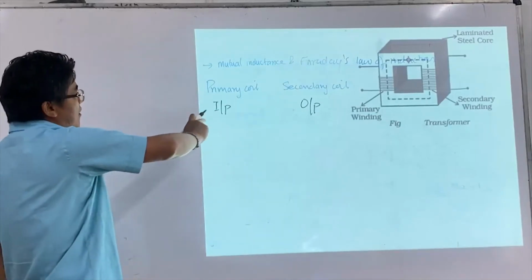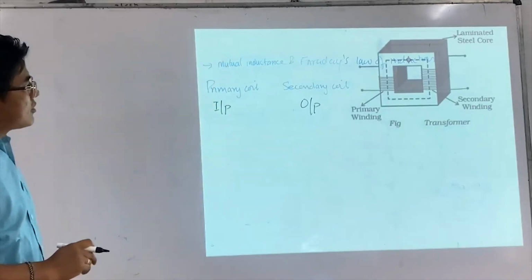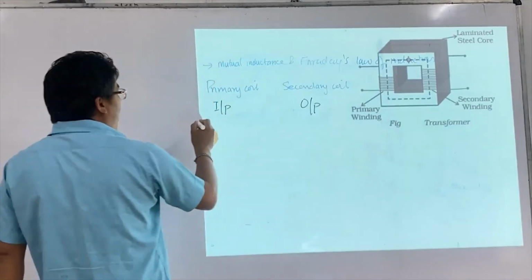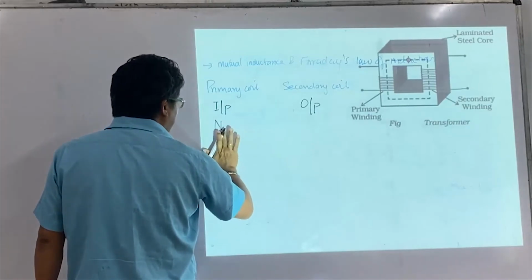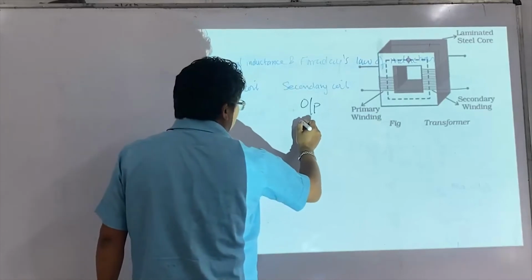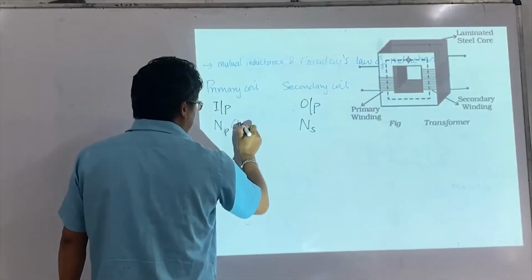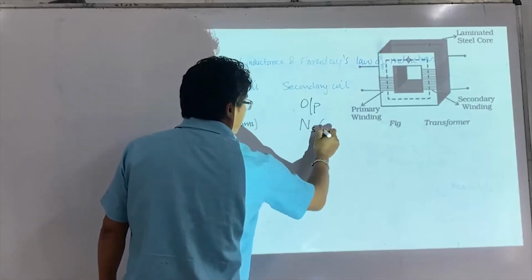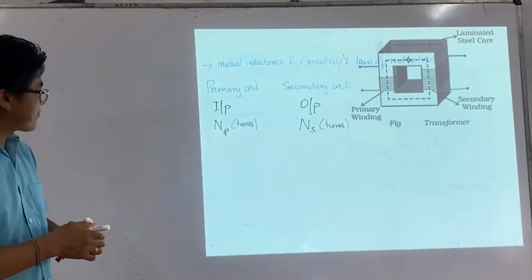So this is going to be our input terminal. This is going to be the output terminal, right? And the primary coil will have NP number of turns, and the secondary coil will have NS number of turns. This is NS number of turns, right? This is what I say turns.